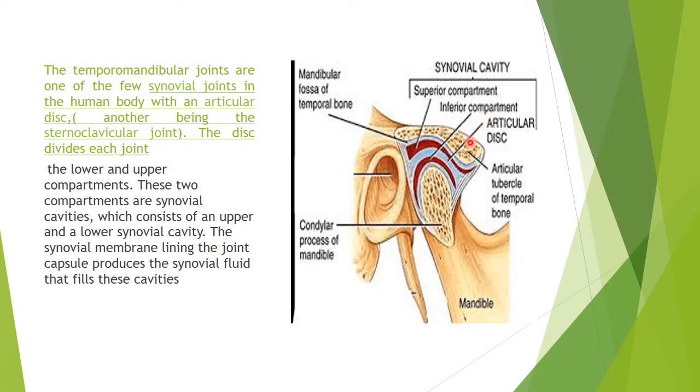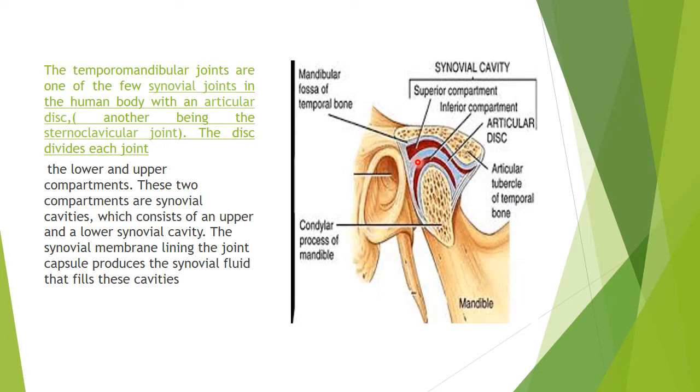Then there is the articulating disc, which is made of fibrocartilaginous tissue, which differs from all the other discs in the joints inside the body. This acts as a cushion to prevent bone-to-bone contact. This is the area of the bone of the mandible, and this is the area. So any erosion of this type of disc may lead to the development of problems.